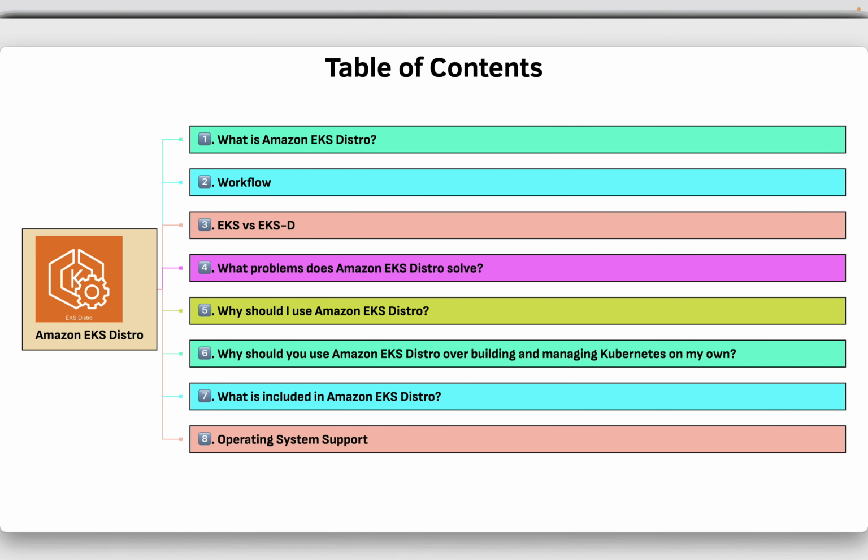So this lecture will contain all those topics. What is Amazon EKS Distro? Typical workflow. EKS versus EKS Distro. What problems does Amazon EKS Distro solve? Why should I use Amazon EKS Distro? Why should you use Amazon EKS Distro over building and managing Kubernetes on my own? What is included in Amazon EKS Distro and operating system support?